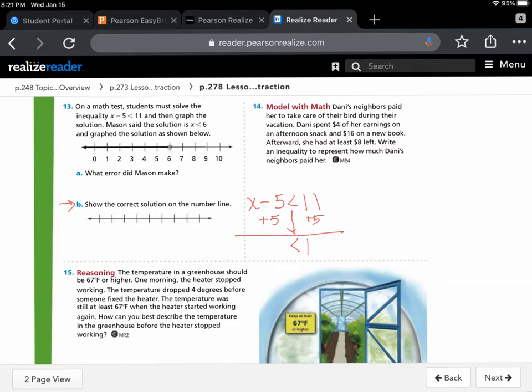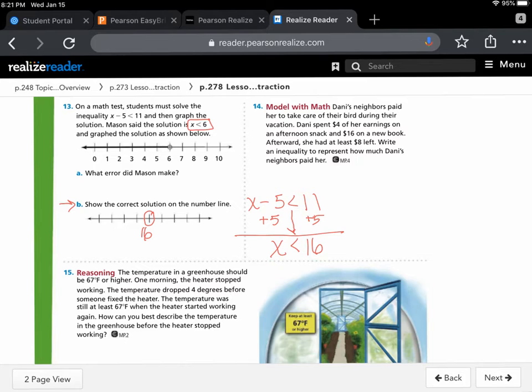So that would give me 16 over here, and that would leave the x by itself on the left. So the solution I have is x is less than 16. That's a little bit different than what he had over here. We'll come back to what he must have done in a moment. So when I graph this, rather than having 6 towards the center, I'm going to put 16. And I'm going to put an open circle at 16.